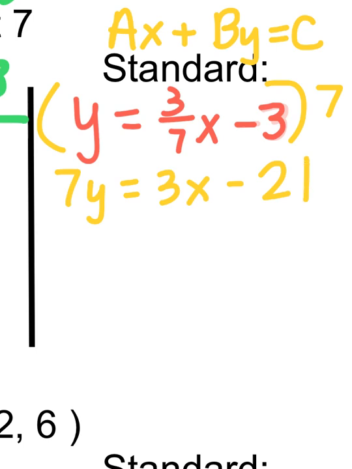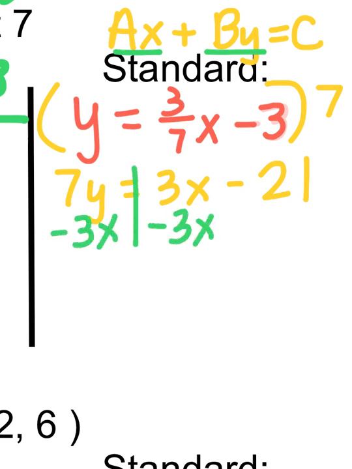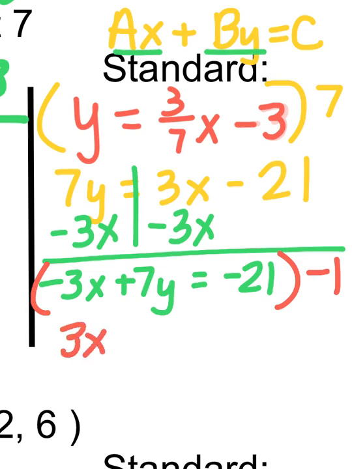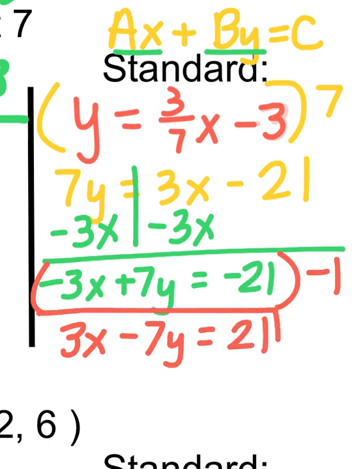Now we want both the x and the y on the same side. So we'll do the opposite, and we'll end up with negative 3x plus 7y equals negative 21. Remember that we want our a term positive, so we'll multiply each term by a negative 1. And that is your final answer.